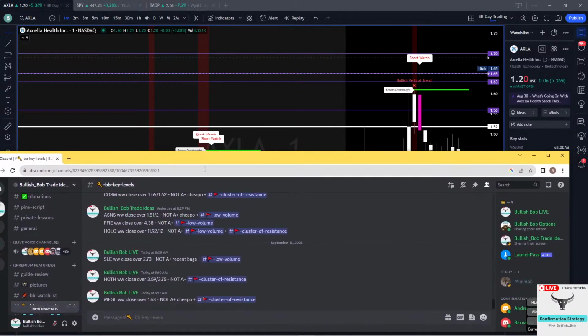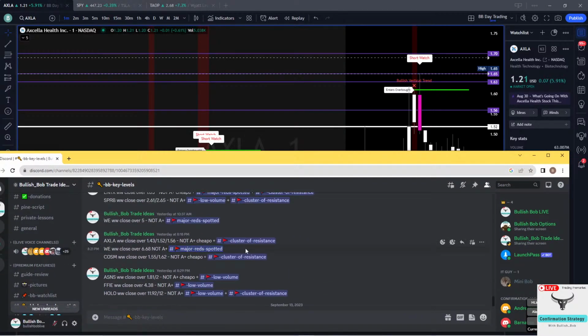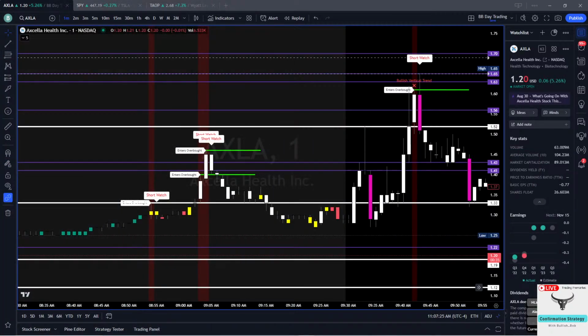So we'll pull up the Discord. We'll go to the key levels. Look for AXLA. Man, that's a tongue twister. Here it is. 143, 152, 156. Any one of these levels is key. 143 was the first. So 143. Let's see if we had any price action there. So where is the 143?